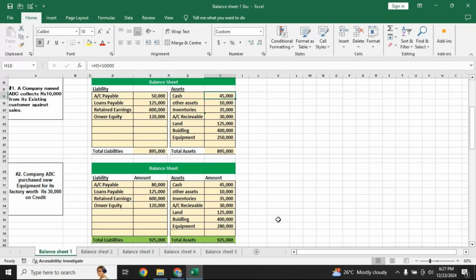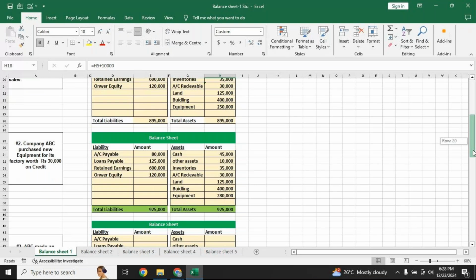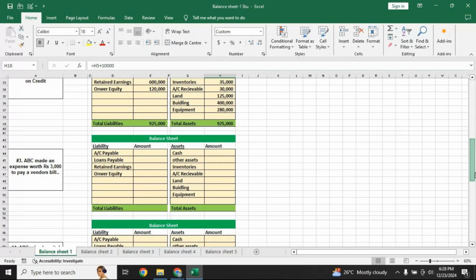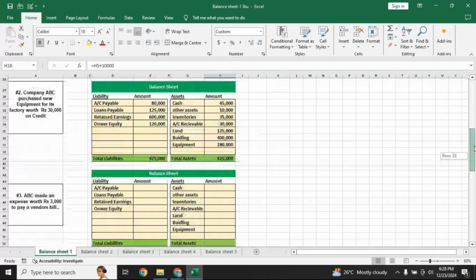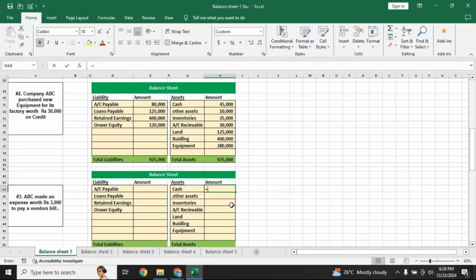So I hope you people are done with first and second. Let me show you the third one. If anybody is still trying it out, please tell. For the third one, I'm going to bring down the values.